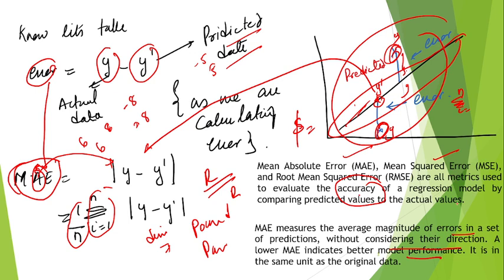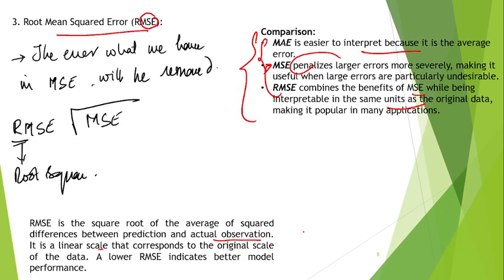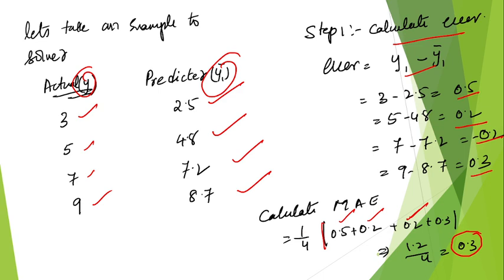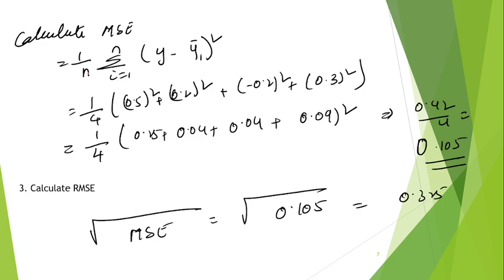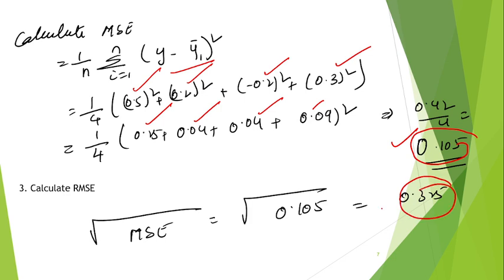What does this mean? A lower mean measure indicates my model performance is better. Is my error lower? Yes, it's lower. Now let's move on to mean square error. MSE is 1 by n sigma of y minus y dash whole square. 0.5 whole square, 0.2 whole square, minus 0.2 whole square, 0.3 whole square. So how much did I get? 0.105. RMSE is the square root of this one. RMSE I have got is 0.0325. So this is how it is calculated.